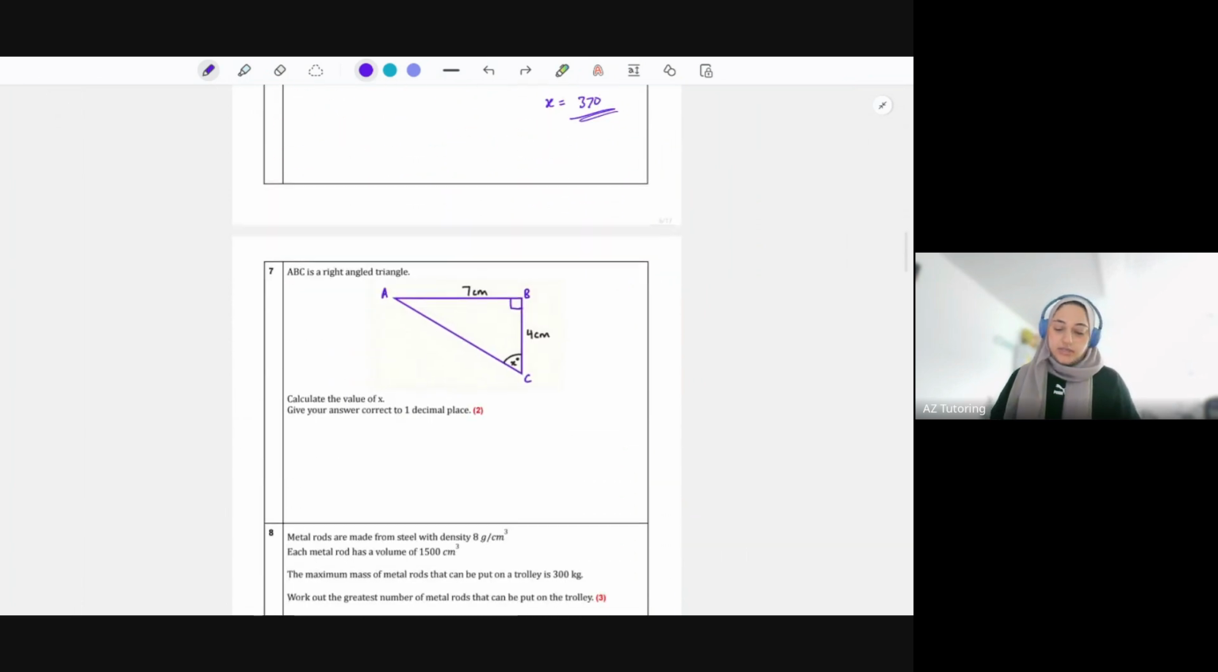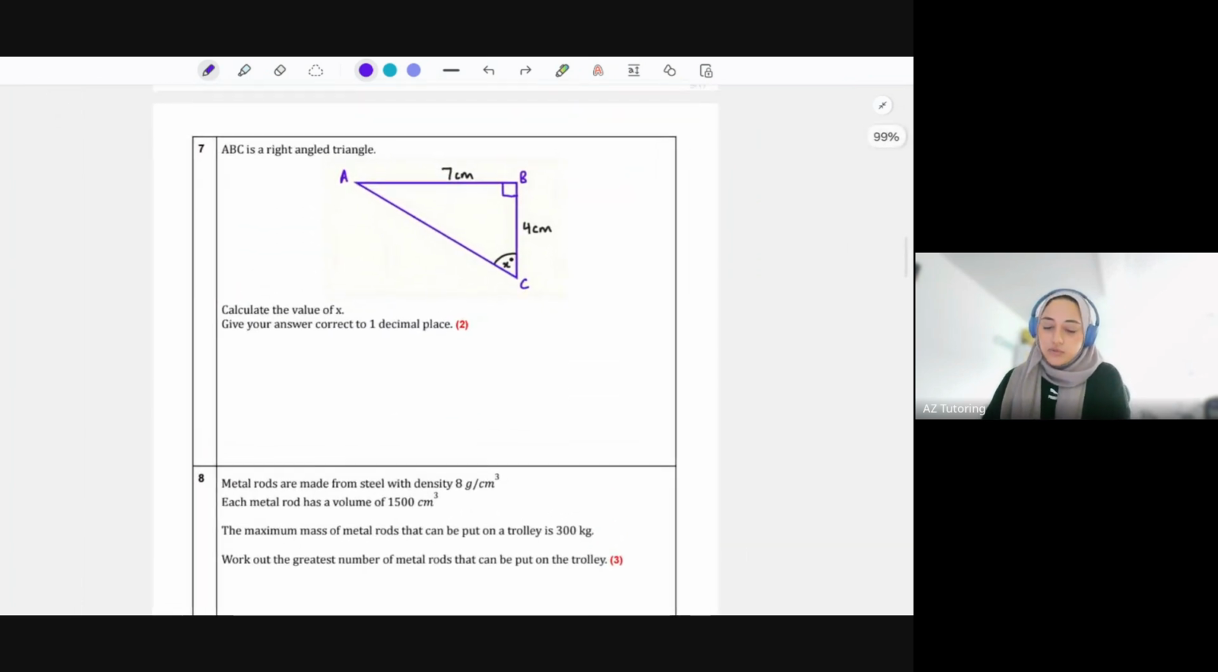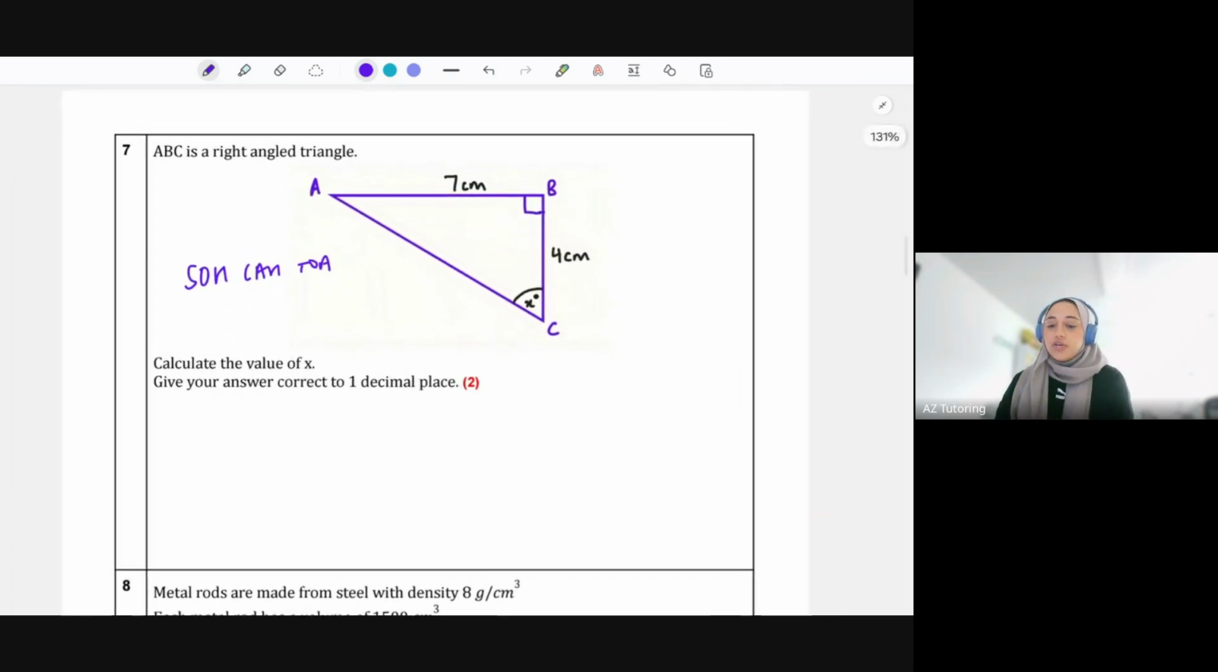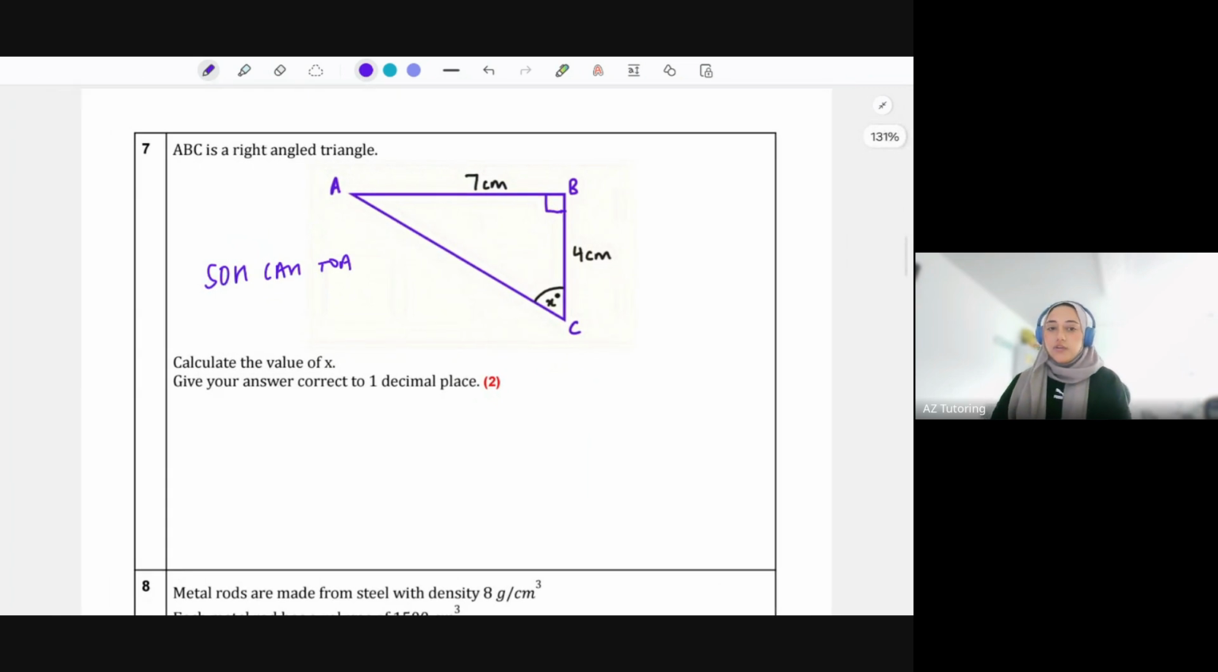Okay, that's question 6. Moving over to question 7, we've got a right angled triangle. They've given us a length on top and we've got an unknown angle and we've got a length on the right hand side. Calculate the value of x. This is a SOHCAHTOA question. Remember, with right angled triangles, it could either be SOHCAHTOA or Pythagoras, but Pythagoras does not involve angles, so that's the reason why I know it's SOHCAHTOA.